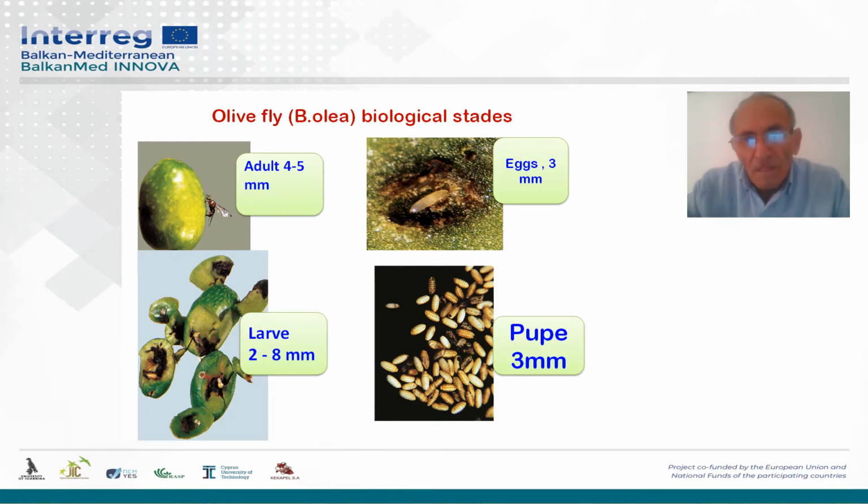groves. In another picture, we see the eggs under the skin of the pulp in the fruits. The egg is 3 millimeters long. In another picture, we see the larvae making damage in the fruits. The larva has a size of 2 to 8 millimeters. The next picture is the pupa of the olive fly. It is 3 millimeters. As we know, the pupa is overwintering. With the pupa, the insect survives for the next year.